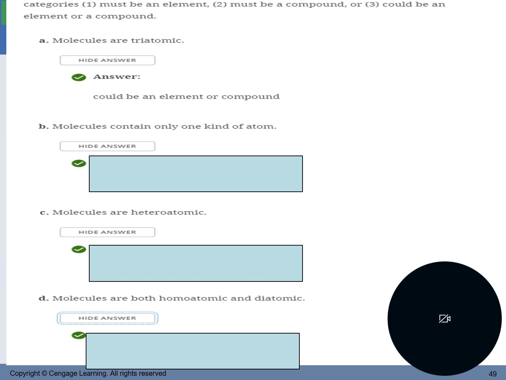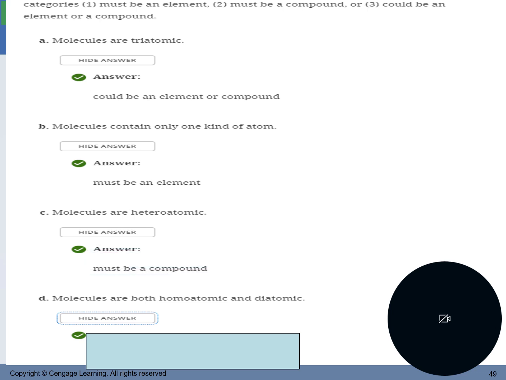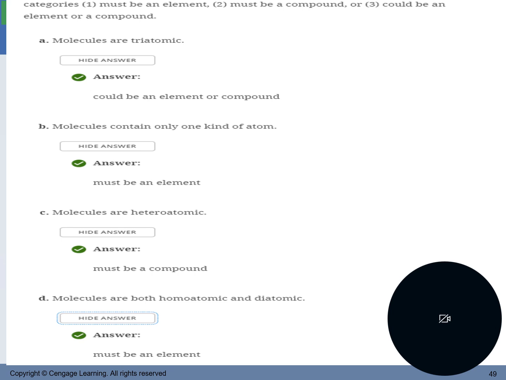For this learning check, we're going to try to classify as an element, as a compound, or it could be an element and a compound. So molecules are triatomic. It could be an element or a compound. Molecules contain only one type of atom. That would be a great example of an element. Molecules are heteroatomic. That must be a compound. And our last one, molecules are both homoatomic and diatomic. That's an example of an element.